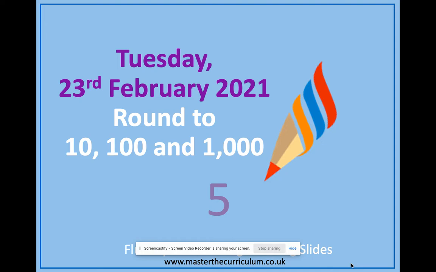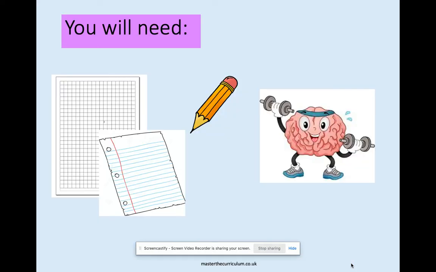Today we're going to be rounding to 10, 100, and 1,000. You would have done this before in the autumn term, but let's just do a little bit of revision so that we can be secure in our rounding. Today, again, you will need some paper and a pencil, and of course, your very active brain. If you haven't got paper and pencil, pause the video and get what you need.